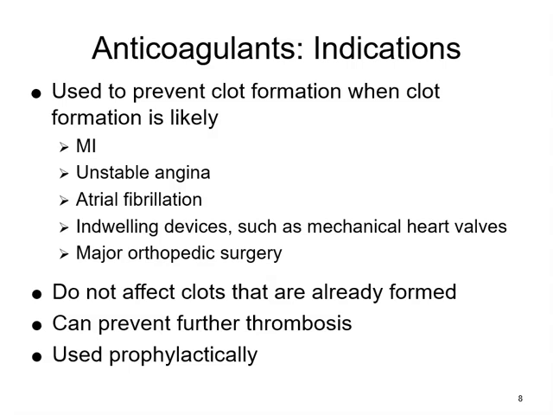All right, so the class that we're going to start with are the anticoagulants. So anticoagulants are used to prevent clots when clot formation is likely. So when somebody's had a heart attack or unstable angina, people with atrial fibrillation, anybody who has a mechanical heart valve, and after major orthopedic surgery, so joint replacements, things of that nature.